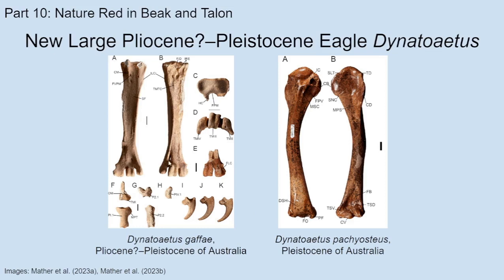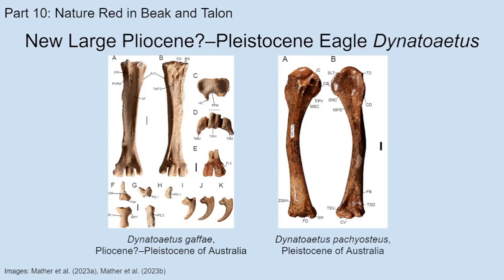And Dinotoetus gaffei is noteworthy especially because it is one of the largest eagles ever found. Pretty much the only eagles that we know to be bigger than it are the Haast eagle of New Zealand, recently extinct, and also a Garganoetus from Cuba, both of which we discussed in the original episode. Dinotoetus is one of the biggest eagles ever described, and larger than any living eagle.